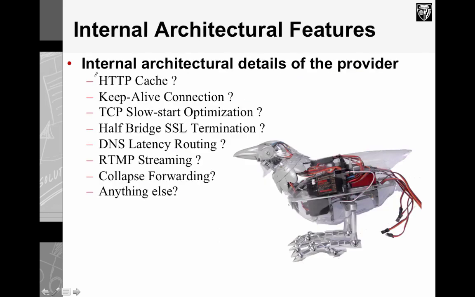CDN is a quite complicated beast, although it looks simple. There are a lot of internal architectural details that the provider maintains in order to serve the content fast and have your system available and have it scale. They use techniques like HTTP cache, keep-alive connection, TCP slow start optimization, half bridge versus full bridge SSL termination, DNS latency routing, RTMP streaming, collapsed forwarding, and all kinds of new technologies, new ideas. You want to have an understanding of what it is that they are really doing. Talk to the CDN provider. When we look at AWS CloudFront, I'm going to be going through each one of these different techniques and how the CDN provider accomplishes serving highly available, scalable, performant content.